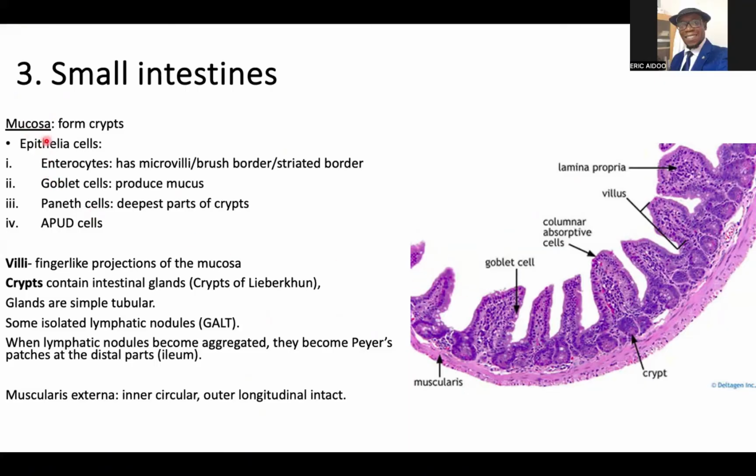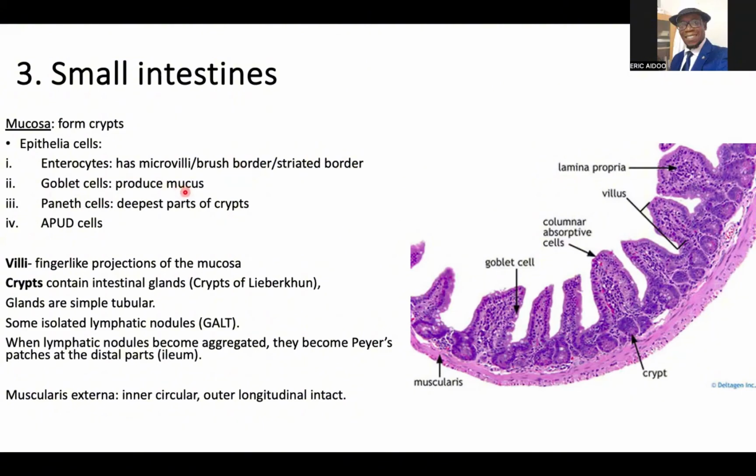Then under the mucosa, we take the epithelium, the lining epithelium. The epithelium has cells. Some of these cells are the enterocytes, which are the resident cells there. These enterocytes are simple columnar cells, and they have microvilli, which can also be described as the brush border or striated border. Interspersed among the enterocytes will be goblet cells, which produce mucus. So it is a mucus secreting cell.